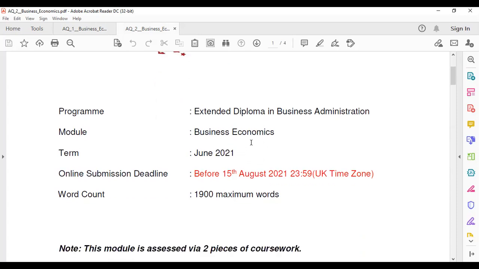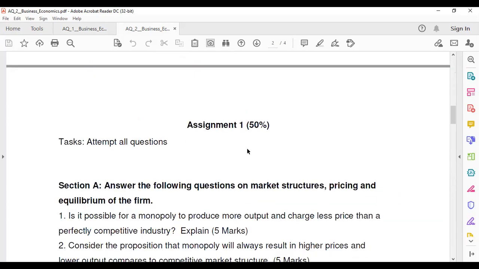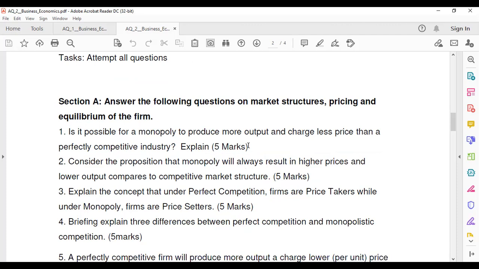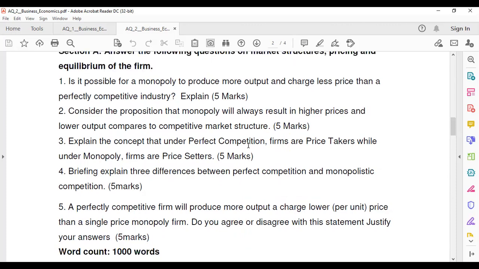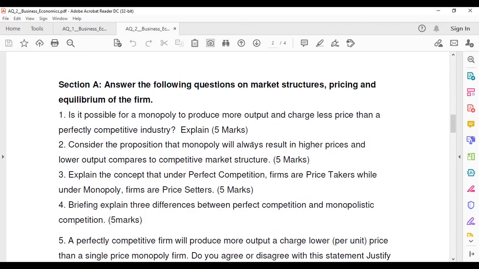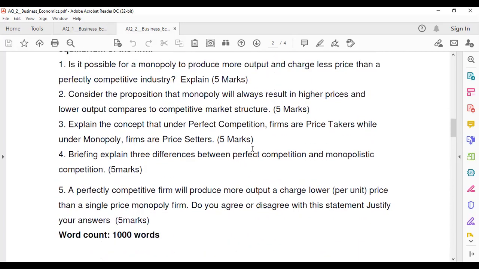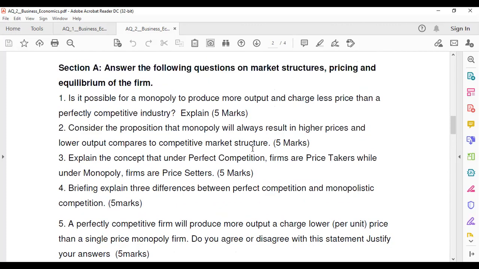So again, the second assignment also you need to submit the same day, which will be 15th of August, before 12 midnight UK time. Here, the second assignment you need to answer very carefully and to score marks as well. So these are essay types of question you should write in a essay format, right? So there are two sections in this second assignment, section A and section B. Section A, all the 5 questions, the word count should be 1000 or plus minus 10%.